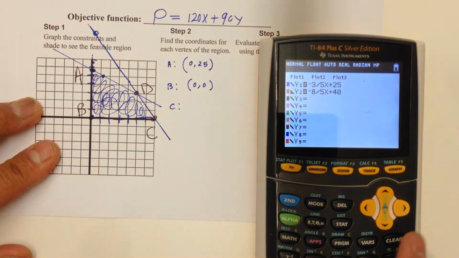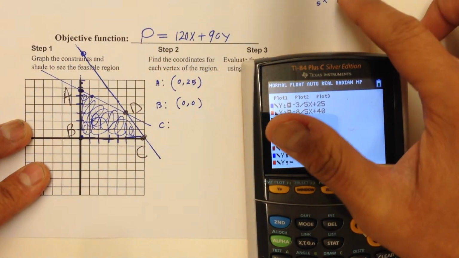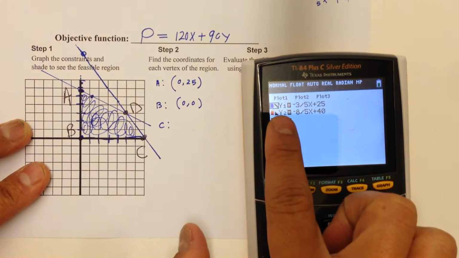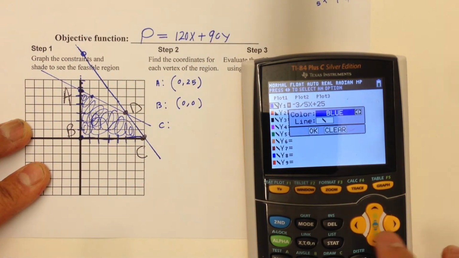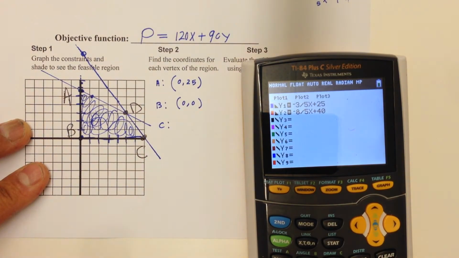Similar to the first inequality, because the graph is shaded below, toggle over to the respective color, enter, and then toggle down, right a few times, enter, enter, and now you have those shaded in the respective region.